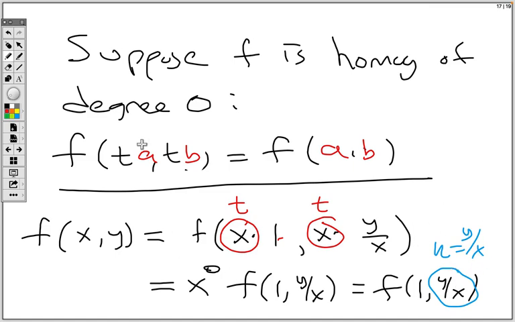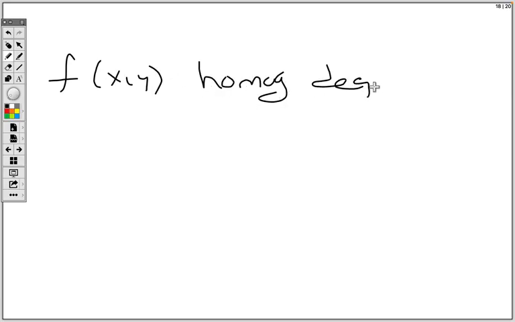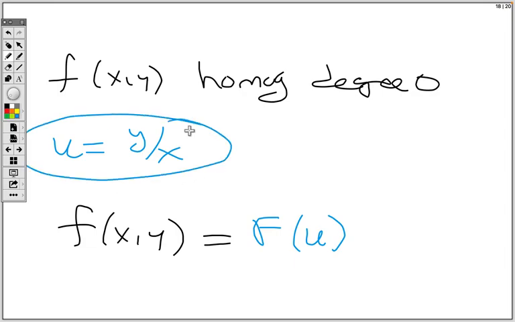But basically what this means is that if this is homogeneous of degree 0, then we can make a substitution, u equals y over x. And what that'll do is change my function, which now depends upon two variables. I can recast it as a function of u, where u is y over x.